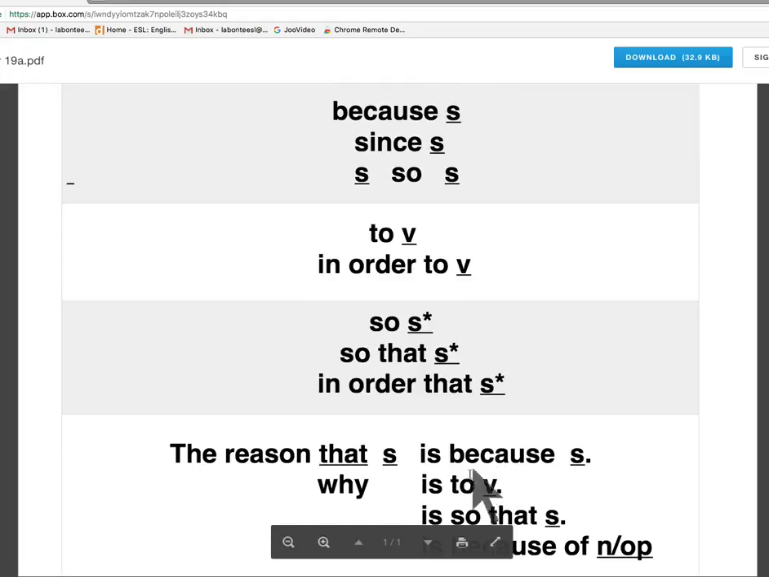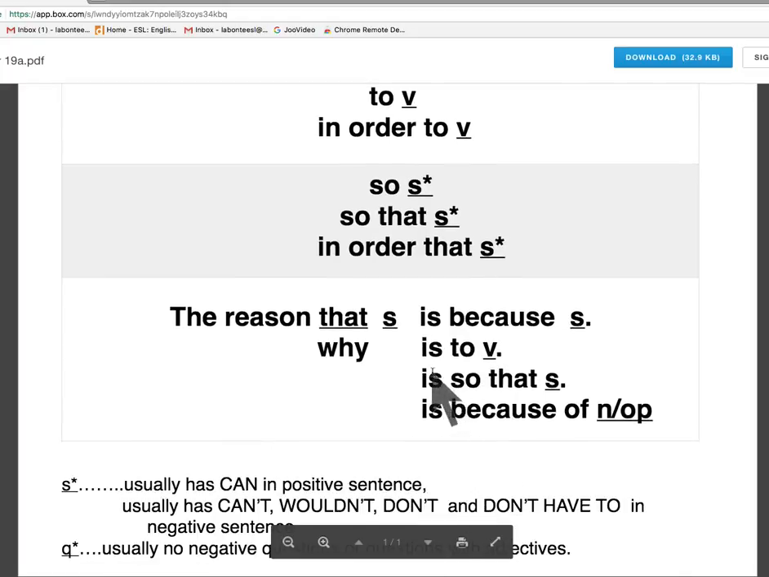Is since, is because, is to, in order to, is so that, in order that, or this is just the noun and the object pronoun. That and why are not necessary. So, the reason he came is to talk to me. The reason she lied was so that I wouldn't find out. The reason I love her is because of her personality. That and why are not necessary.